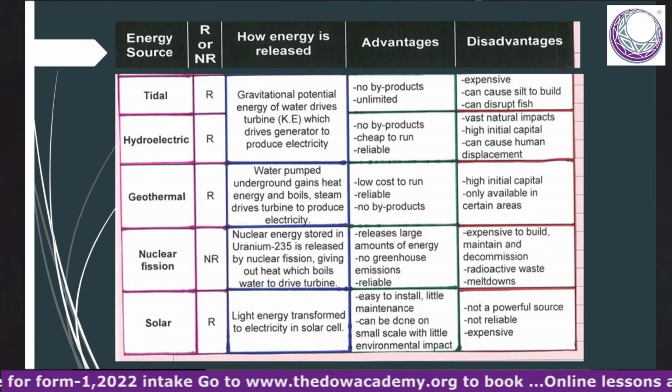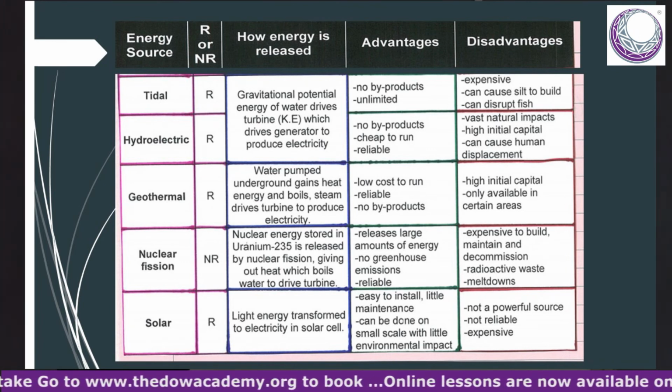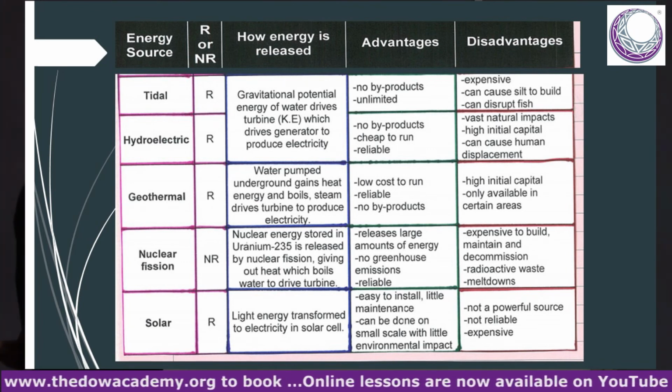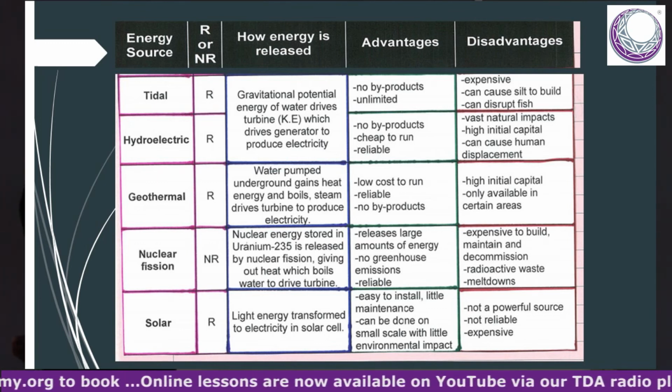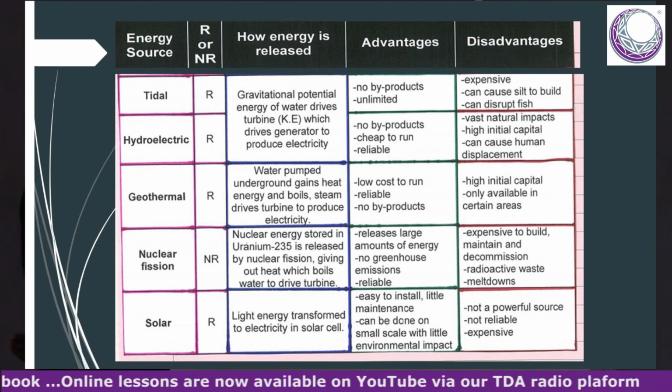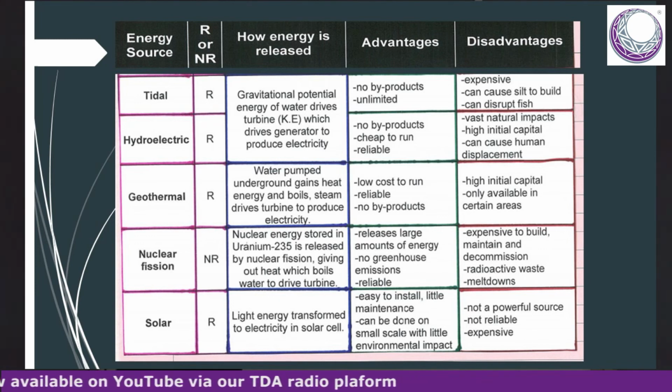We move on. The second group, we have tidal, hydroelectric, geothermal, nuclear fission, and solar. And if you look there, most of them are renewable. Tidal, hydro, geothermal, all these are renewable sources which we have. But nuclear is appearing there, non-renewable.